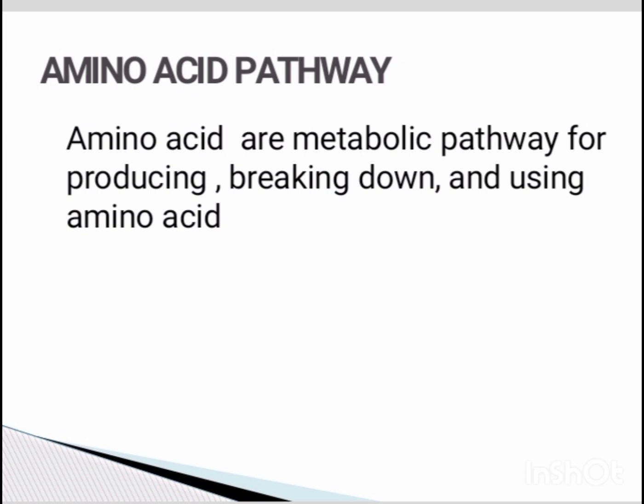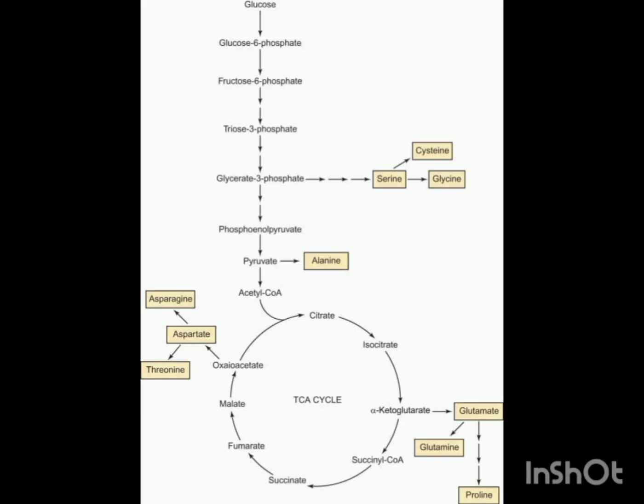Now let's see the amino acid pathway. Amino acid pathways are metabolic pathways for producing, breaking down and using amino acids. It starts with glucose. The glucose gets converted into glucose 6-phosphate. Glucose 6-phosphate gets converted into fructose 6-phosphate. Fructose 6-phosphate gets converted into triose 3-phosphate. Triose 3-phosphate gets converted into glycerate 3-phosphate.